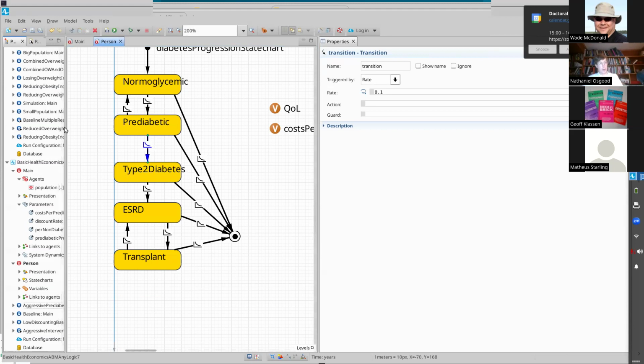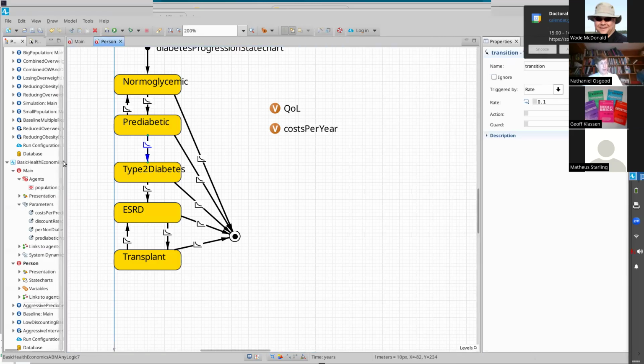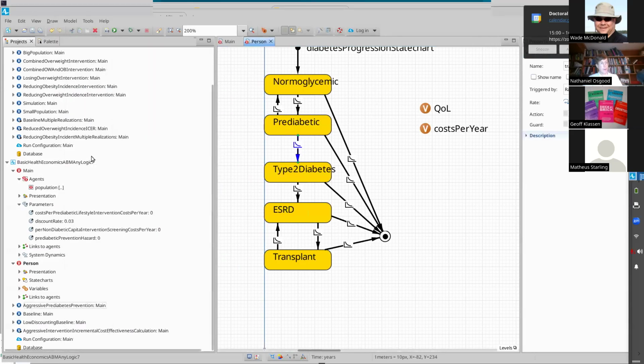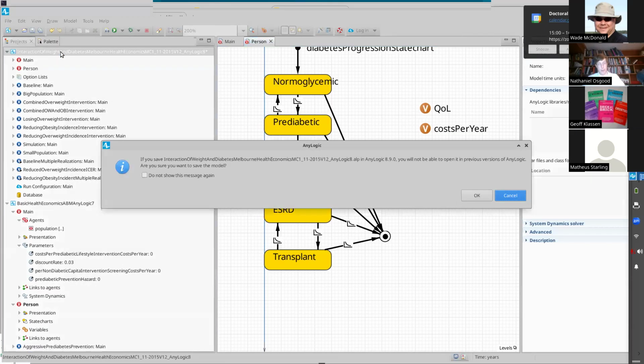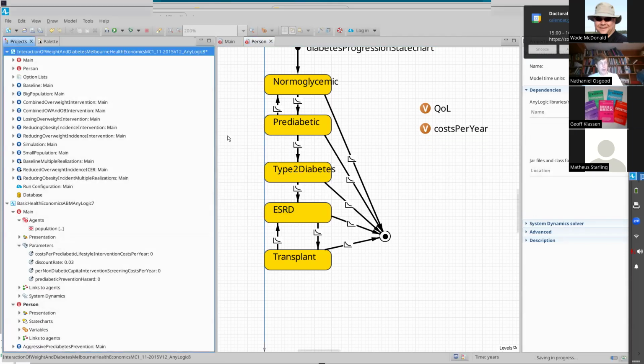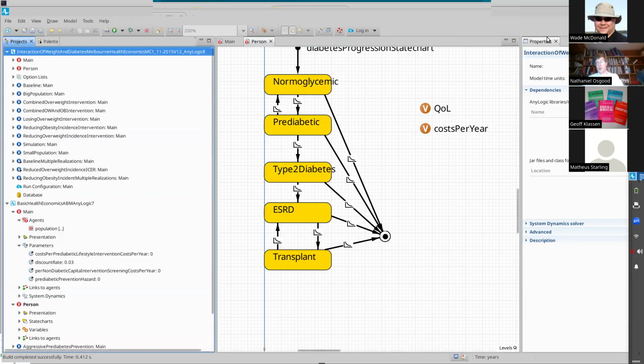Just because I want to get to the case study and respect people's Friday afternoons, I do want to highlight up here another model. And this model, I pointed out before, is called Interaction of Weight and Diabetes, Melbourne Health Economics, right? And this model hews to a general similar framework, but modified. Oh, you know what?